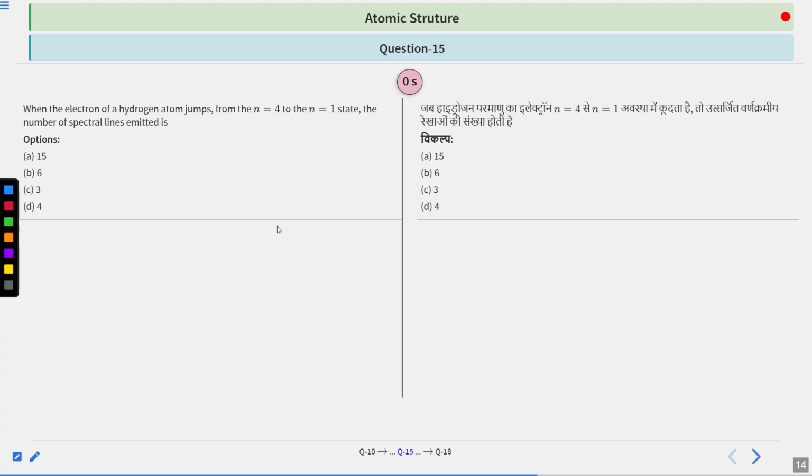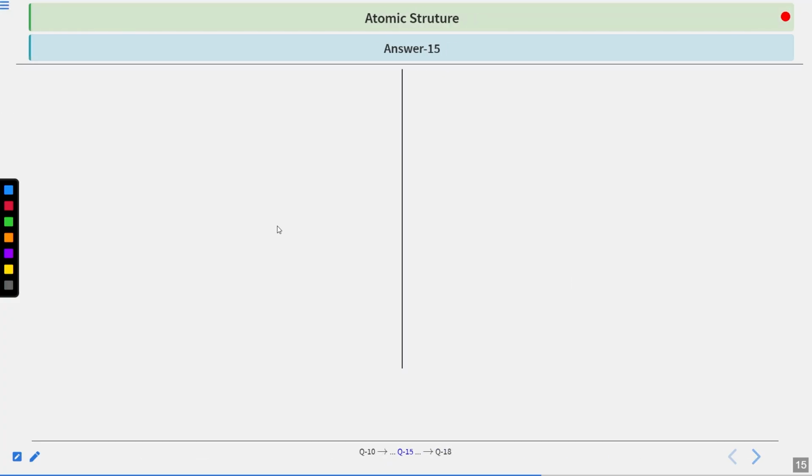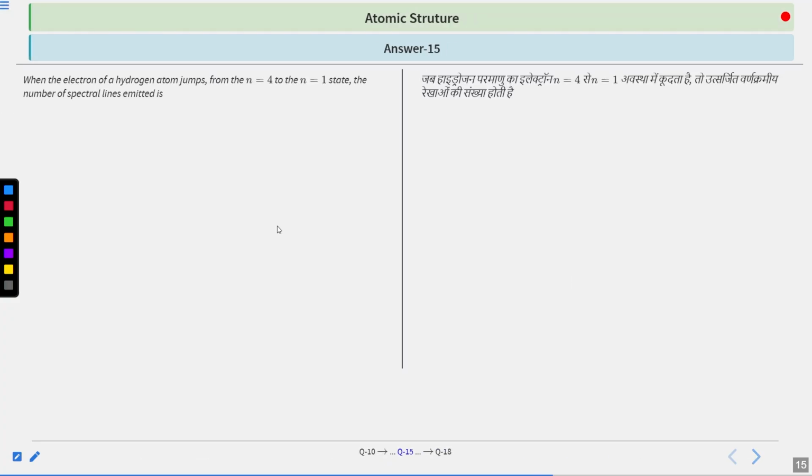Okay, now let us see the solution. The question is saying that we are bringing the electron from n equals 4 to n equals 1. So what is the number of spectral lines that are emitted?